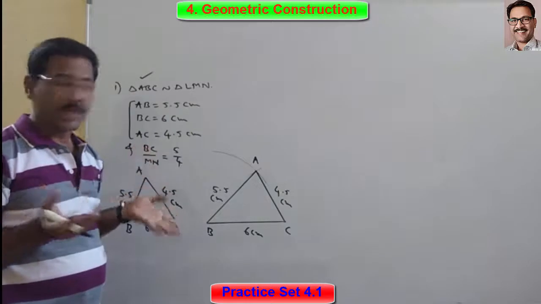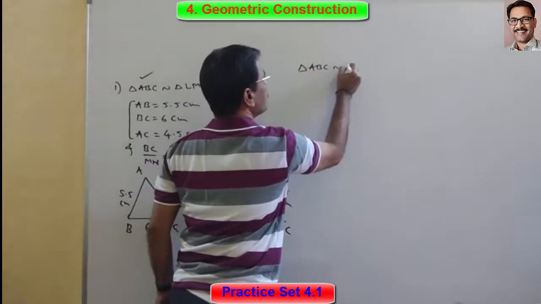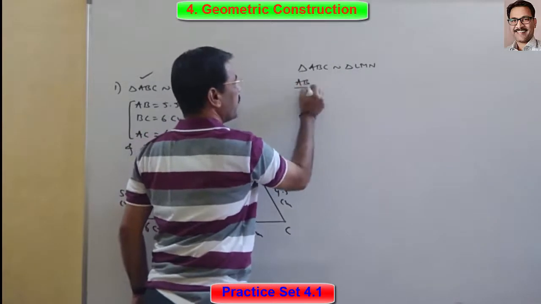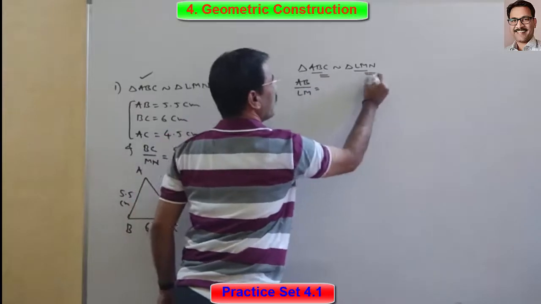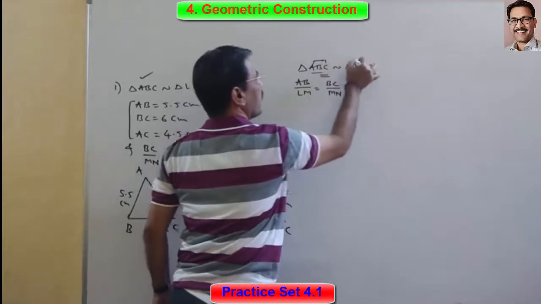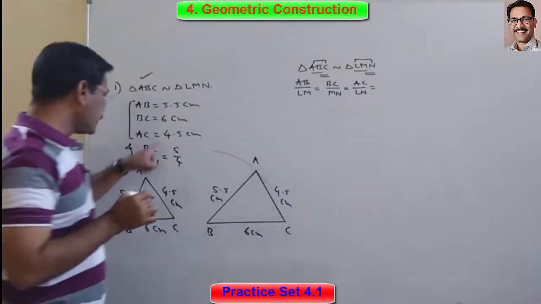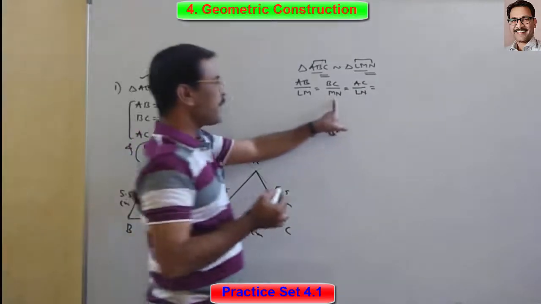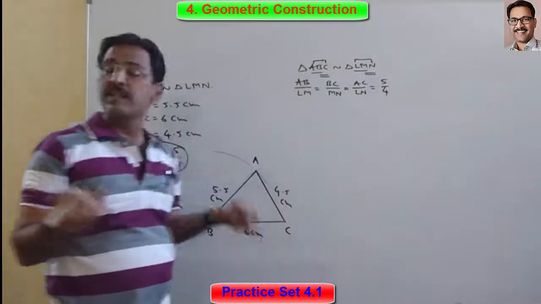They are given to us: the two triangles are similar. Let's solve. Look here. Triangle ABC similar to triangle LMN means what? The sides are in proportion. That is AB upon LM, afterwards BC upon MN, and the last is AC upon LN. They are given to us. This is the corresponding side ratio, which is 5 upon 4. So all these are of the same ratio because corresponding sides are in the same ratio.